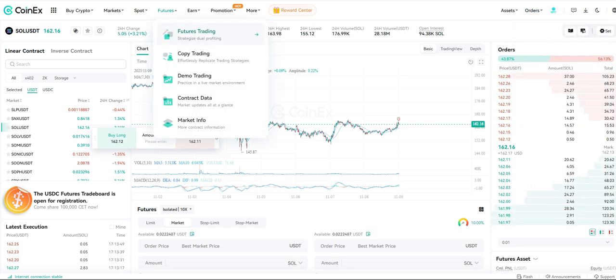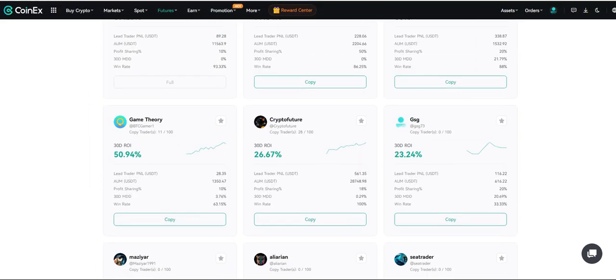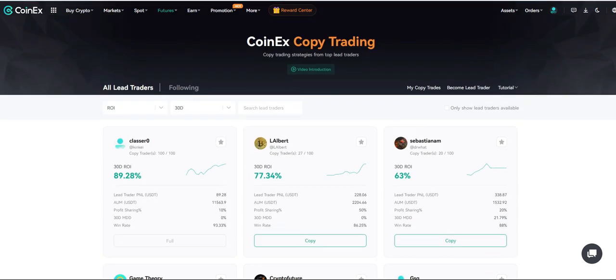Now, if we go to futures here, we can also see copy trading, which is another feature. And in copy trading, you can copy a profitable trader, but I always see this as a bit of a gamble, because you don't know how that trader is going to be doing. You don't know if that trader is going to continue winning. Maybe they're also gambling. You don't know what strategy they have. But you can see their win rate as well.